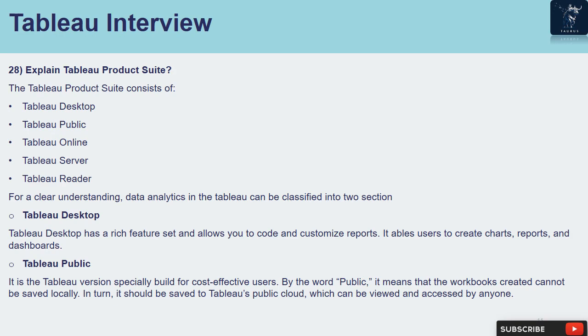Tableau Desktop. Tableau Desktop has a rich feature set and allows you to code and customize reports. It enables users to create charts, reports, and dashboards. Tableau Public. It is the Tableau version specially built for cost-effective users. By the word public, it means that the workbooks created cannot be saved locally. In turn, they should be saved to Tableau's public cloud, which can be viewed and accessed by anyone.